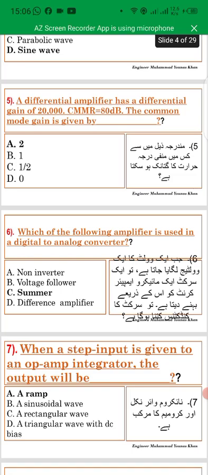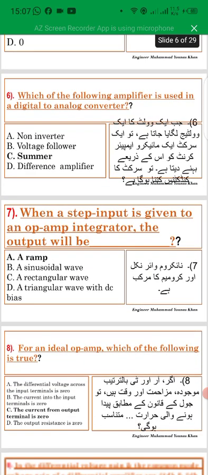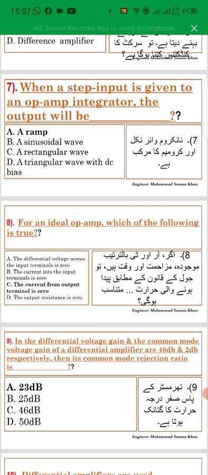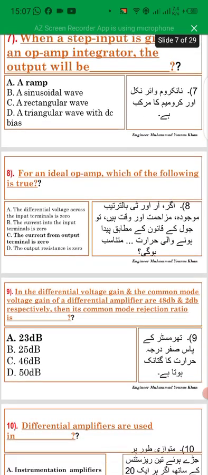A differential amplifier has a differential gain of 20,000 and CMRR of 80 dB. The common mode gain is given by 2. Which of the following amplifier is used in a digital to analog converter? Summer. When a step input is given to an op-amp integrator, the output will be a ramp.